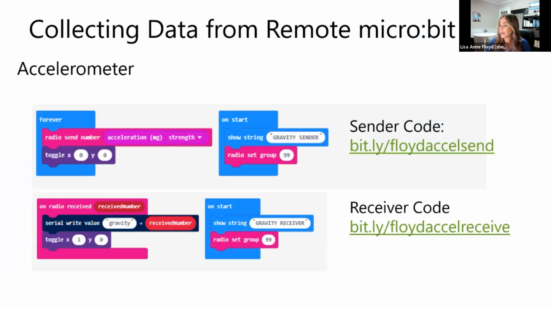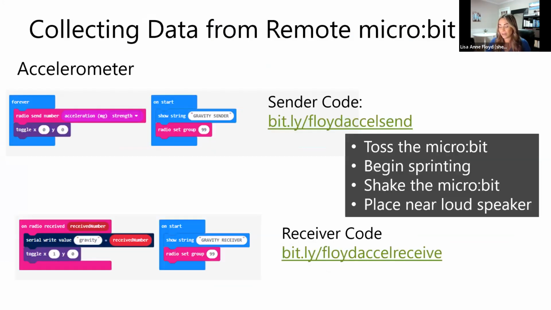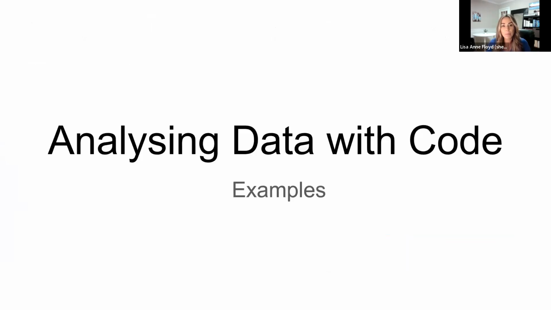So similar to what we did earlier. Again, you can toss the microbit, begin sprinting, shake it near a loudspeaker. I'll share a few examples. So I'm not going to actually do the code for these ones. I'm just going to share some examples and give you the links for them. So this is looking at analyzing data with code.